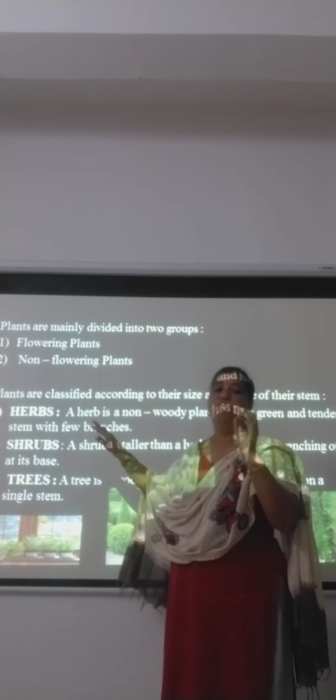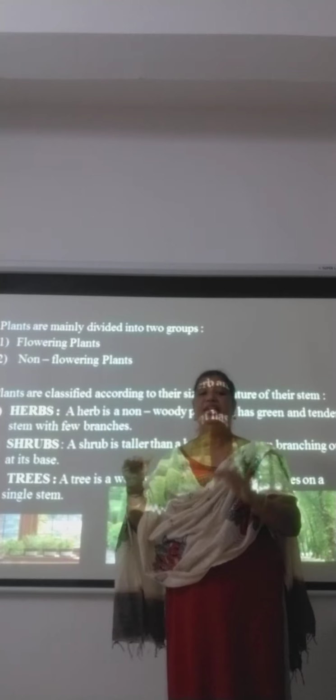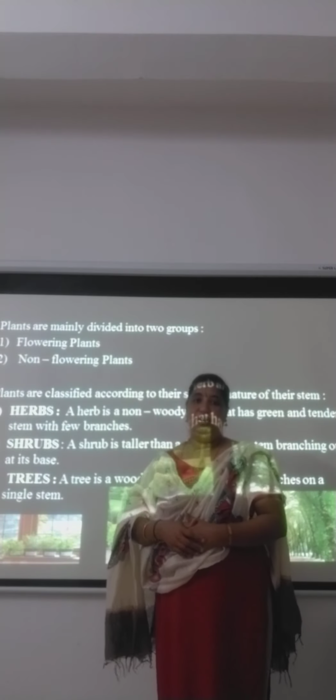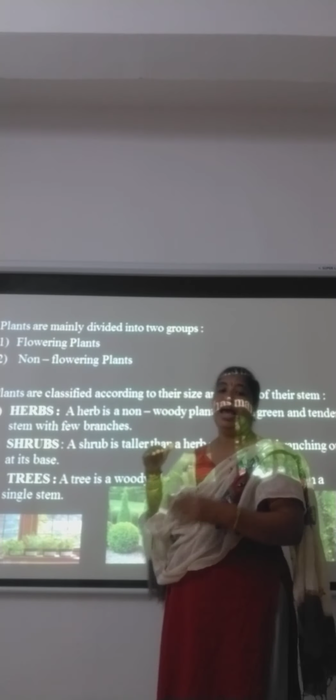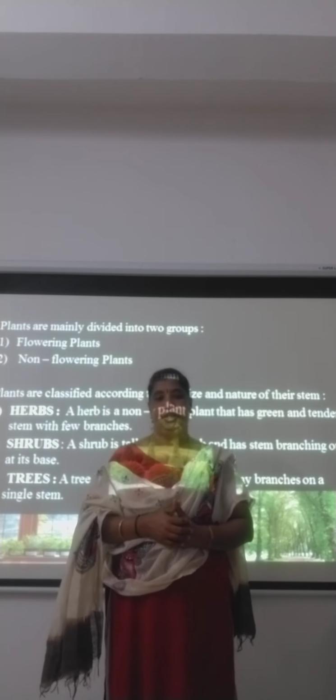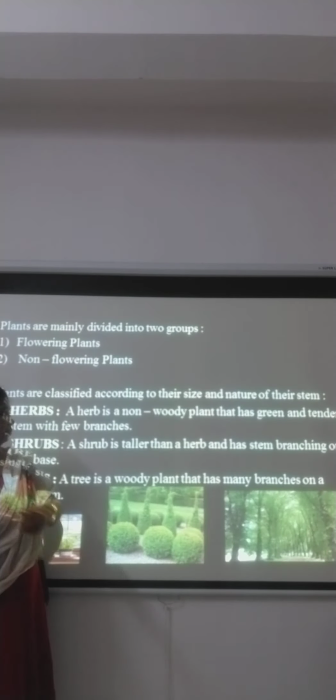Shrubs live for one or two years, and herbs are very small plants, they live only for a few months. So these are the three types into which plants are classified. Now let's look into the next one, children.